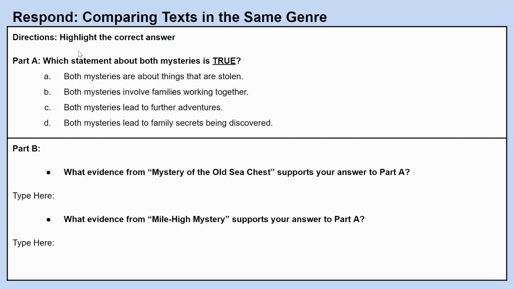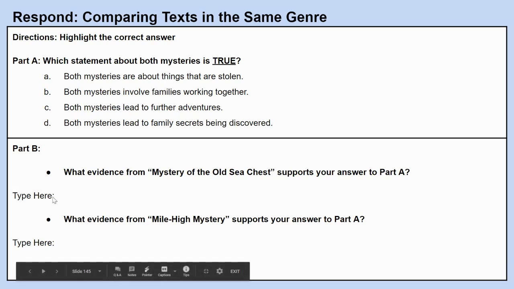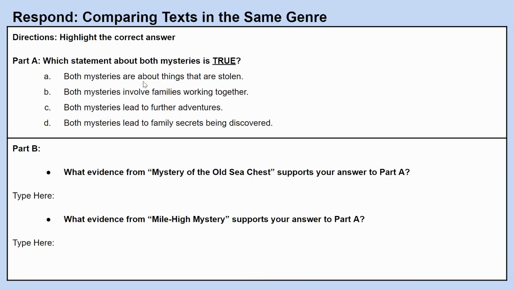I'm going to continue again. Which statement about both mysteries is true? Again, this should be something that happened in both stories. I'm then going to support my answer in part A with some evidence from the text. For part B, you're going to need to go back to each of the passages, and you will type an example of evidence that supports that this statement is true, that it occurred in both stories. Now, if you can't find evidence to support this statement, then maybe that isn't the correct statement. You might need to look and see, is there something else that is more true about both of the stories?